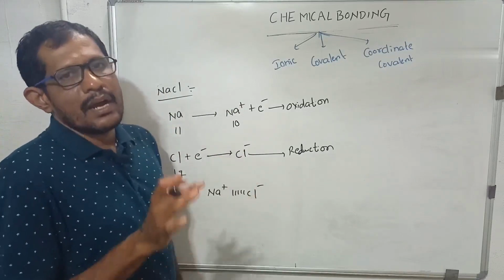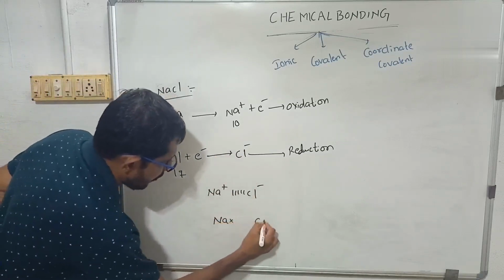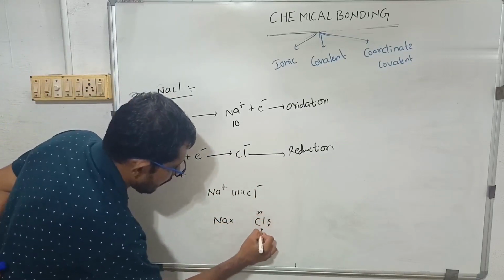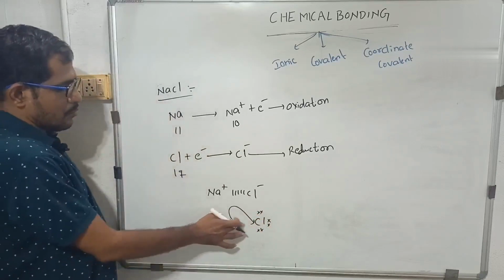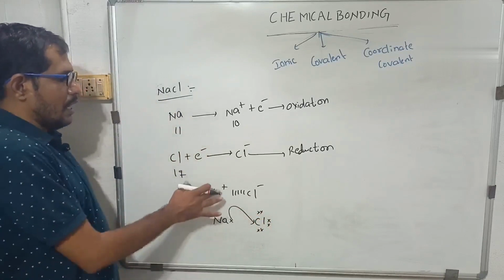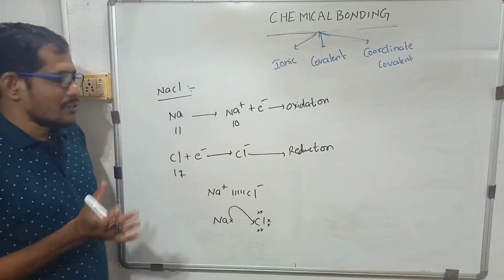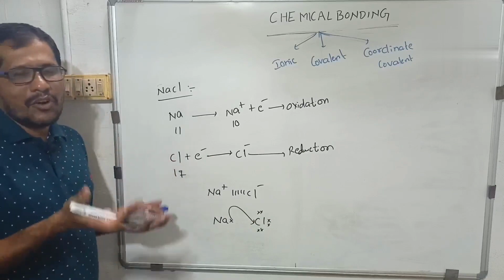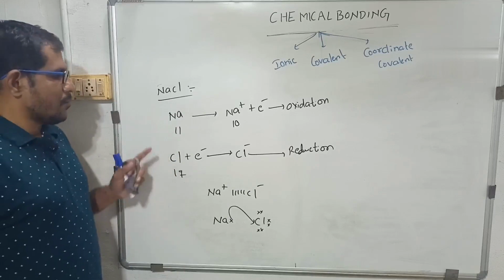So in such a way, ionic bond will be formed. You can also show like this. One electron from sodium is transferring to chlorine and they are becoming ions. So there is electrostatic force of attraction developing between them. In such a way, ionic bond in NaCl is forming.